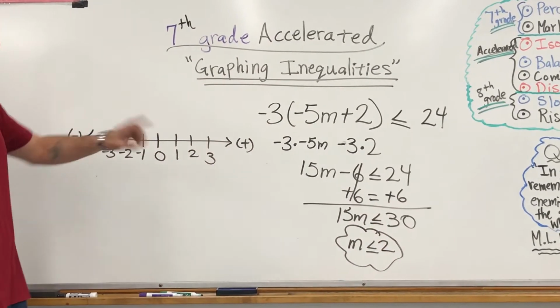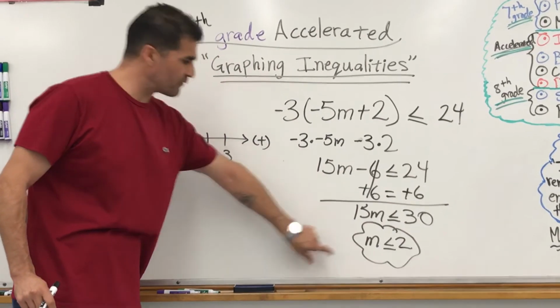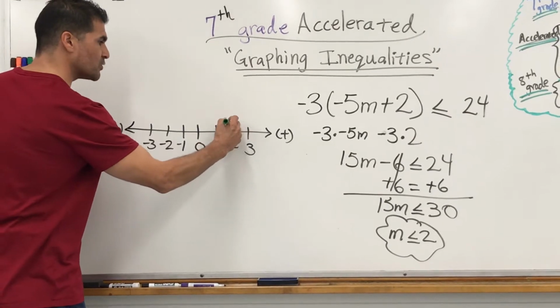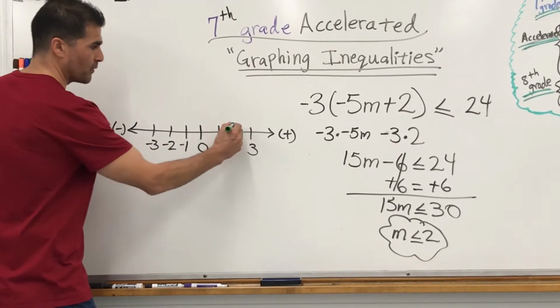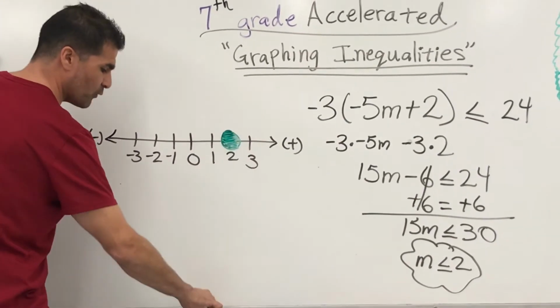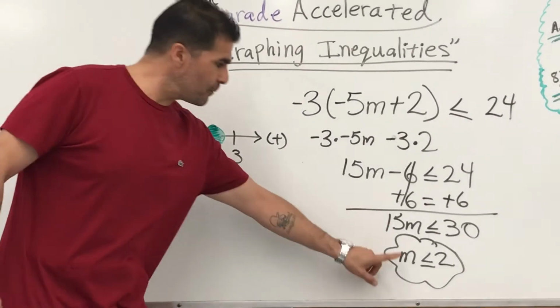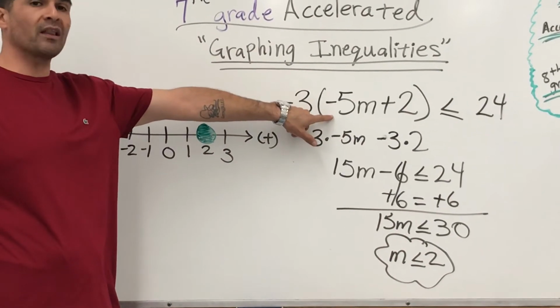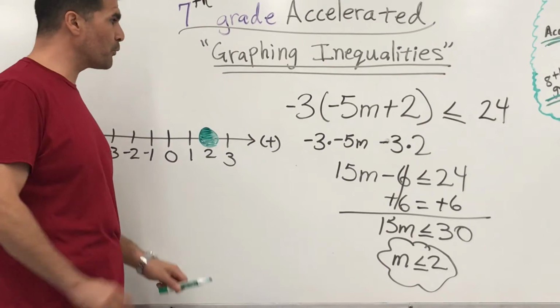So the way we're going to graph this is we're going to put a solid circle. And we're going to put this solid circle on top of the number 2. Now the reason why this is going to be a solid circle right here is we want everyone to know if m is less than or equal to 2, this inequality will be true. And we want to prove this to people.